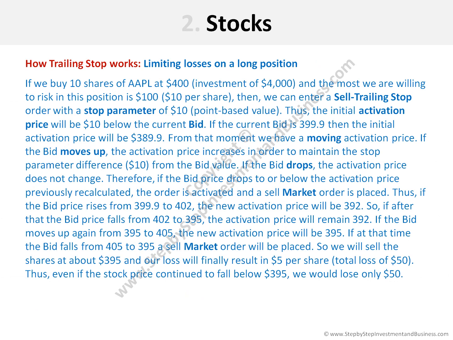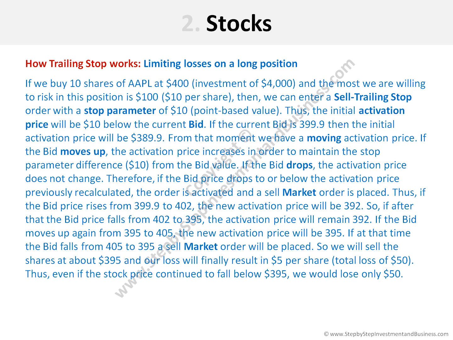Now, let's see an example of how the trailing stop order works in the case we would be limiting losses on a long position. If we buy 10 shares of Apple at $400, that is an investment of $4,000, and the most we are willing to risk in this position is $100, that is $10 per share, then we can enter a sell trailing stop order with a stop parameter of $10. That is, we are defining the stop parameter as a point-based value.